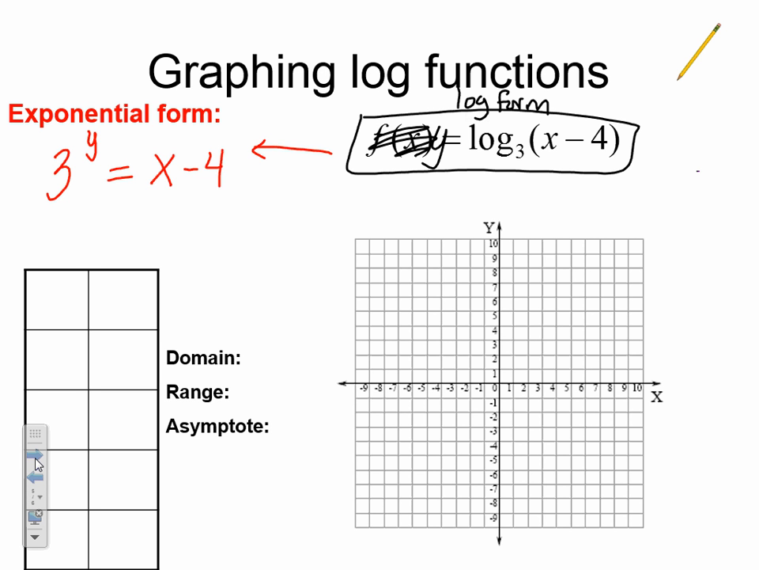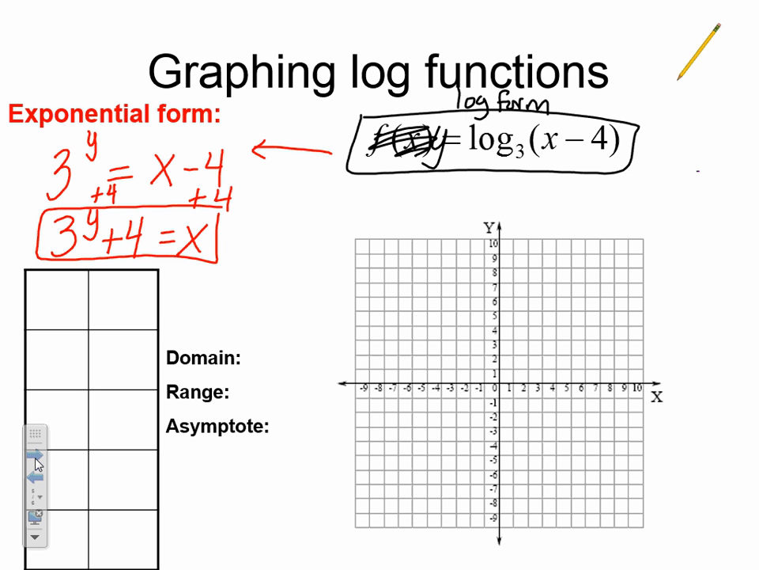Remember on that other one I had 3 to the y just equals x? I don't really want that minus 4 over there with that x. So I'm just going to add him to the other side, and it creates 3 to the y plus a random 4 equals x. This is the equation I'm going to use to generate my table of values that's going to help me generate this graph.